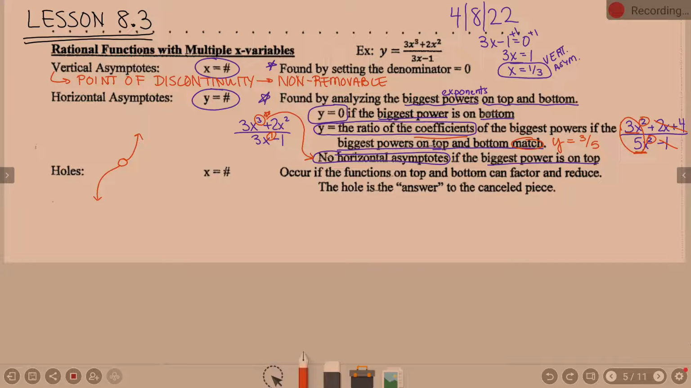A hole is always going to be x equals a number, just like a vertical asymptote. And holes occur if the functions on top and bottom can factor and reduce. So if there is a factor that can cancel out, there's a hole with that factor. And again, I'll talk about that in an example on the backside, but there is a hole if a factor can reduce.